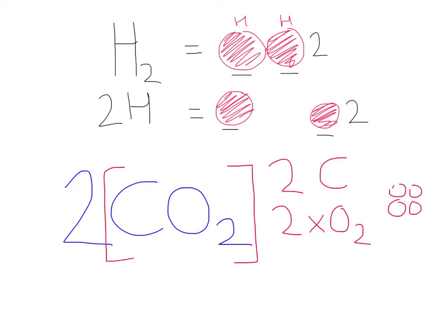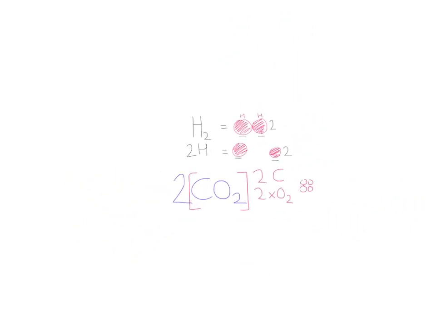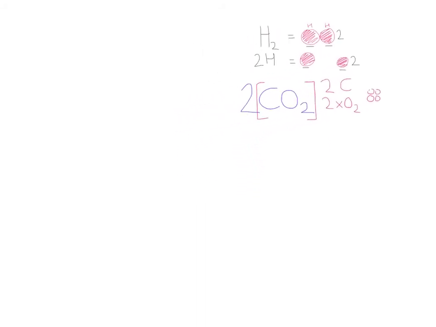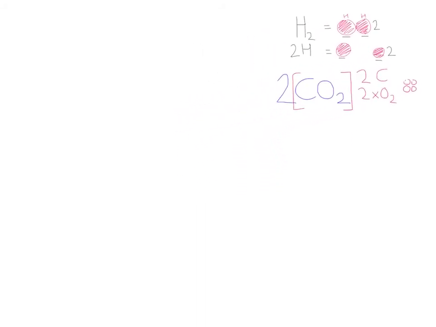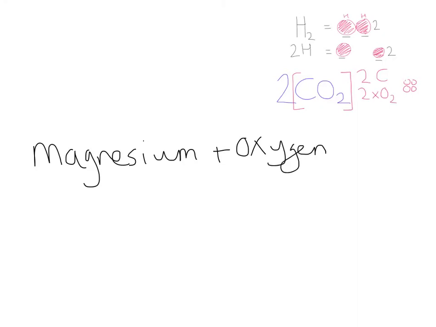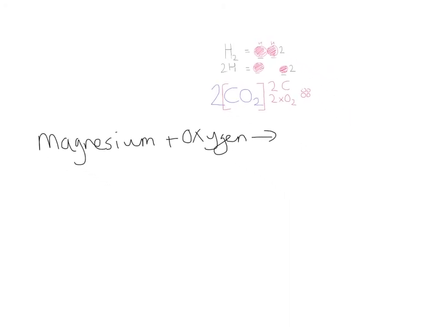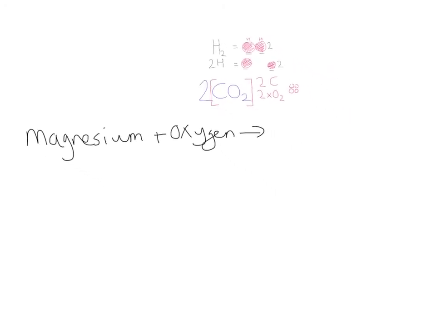Okay, now we're going to use that basic principle to balance a very simple equation. Again, we'll keep this at the top corner here just so we can refer back to it. Let's take this very straightforward equation. We'll write the word equation first. Magnesium plus oxygen gives, and anytime a metal burns in oxygen, it forms a metal oxide.